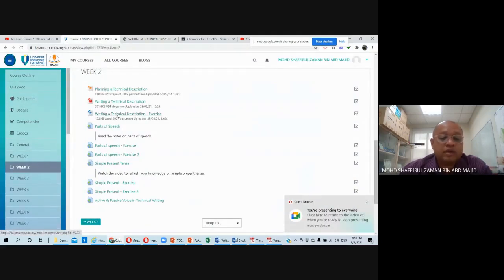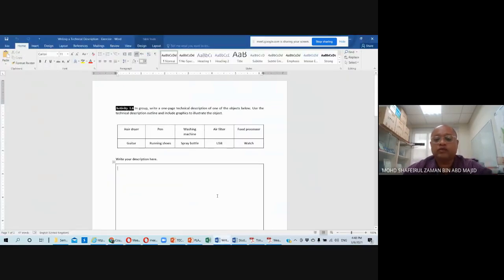Writing a technical description is the same, and over here I have downloaded it for you. In a group, my suggestion is to please use the same group that you listed for your first assessment. This is the most suitable time to check whether the group members you have selected can work with you or not.